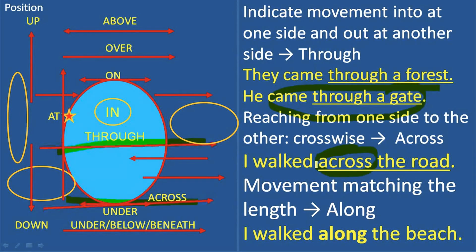Okay, but if you go horizontally, if you go vertically from one side, that time you should use along. For example, I walked along the beach. Here I'm walking along the beach from one side, but my direction is vertically. Okay, that time we will use along.